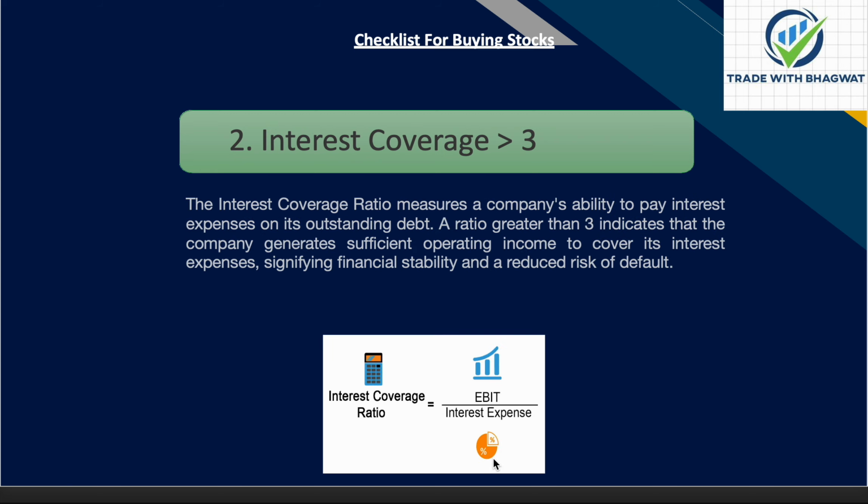The next one is interest coverage ratio. It measures a company's ability to pay interest expenses on its outstanding debt. Simple, very simple. This ratio should ideally be greater than 3, which means the company generates sufficient operating income to cover its interest expenses. What it signifies is financial stability and a reduced risk of default in the future. Easy? Yep. And there you've got a formula: interest coverage ratio is equal to EBIT divided by interest expenses.